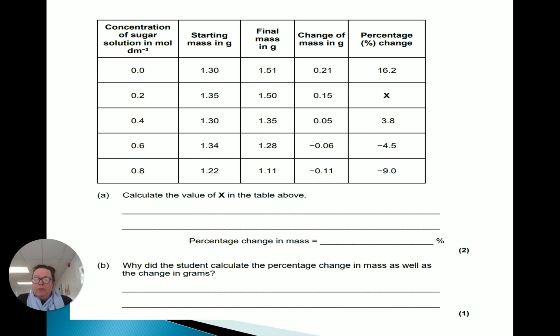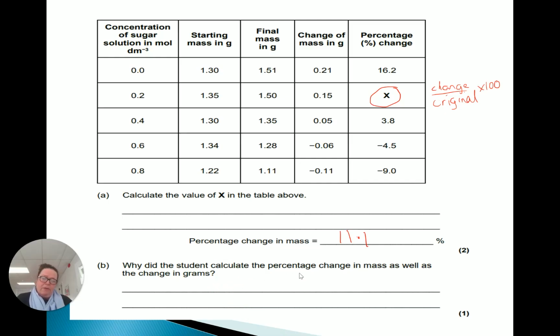So here is our very lovely table of results. We've got our starting mass, our final mass, our change in mass, and very nicely they've calculated most of the percentage change in mass. Calculate the value of X in the table above. So remember, change over original times 100. Now this is the bit that I believe is 11.1%, but you can put it in your calculator and have a go.